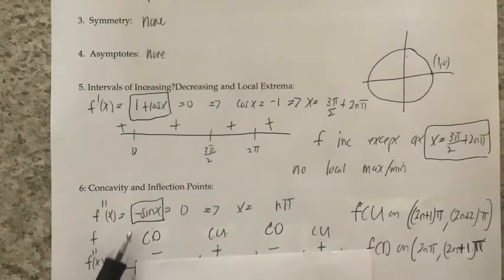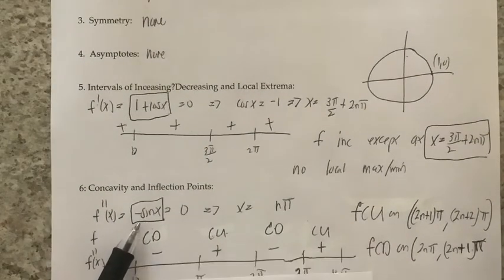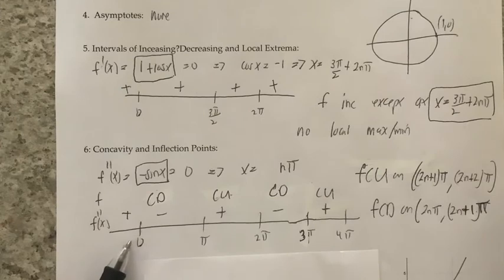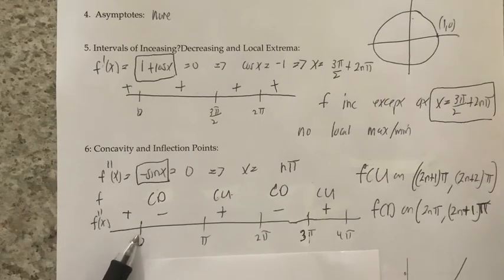And then this one, the second derivative is negative sine x. The places where that's 0 is at n pi. And if you make a sign chart here, what you realize is you have local max at 0 and a local max, wait a second, we're talking about concavity. It's concave up from pi to 2 pi and from 3 pi to 4 pi.